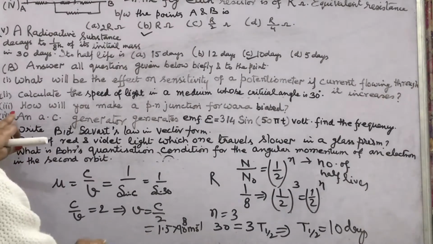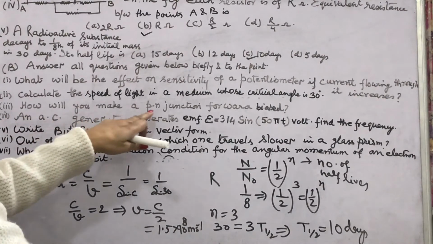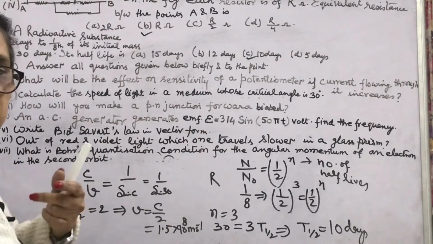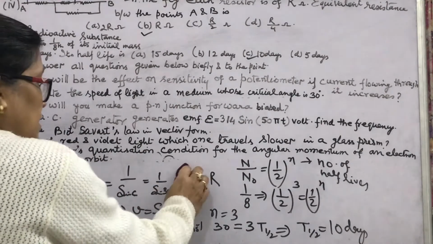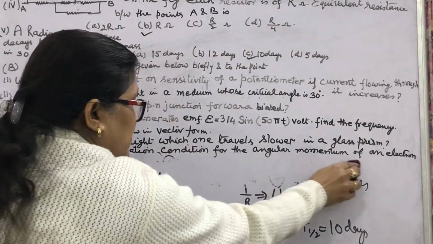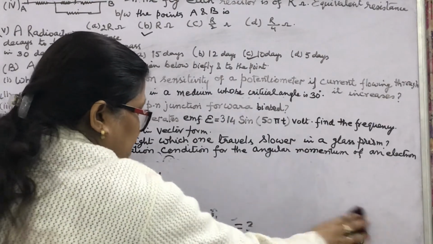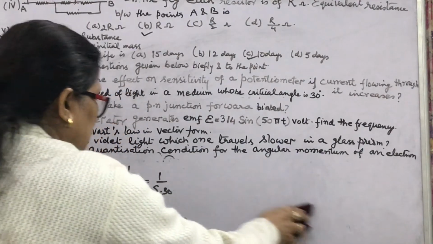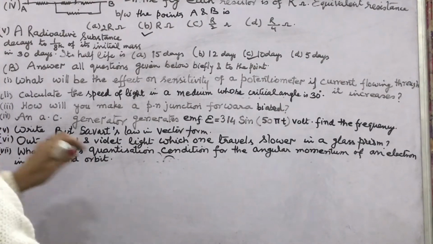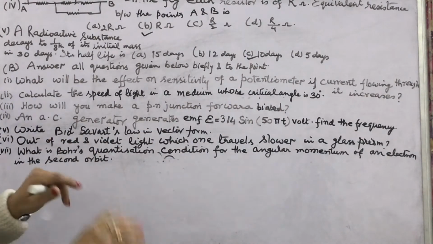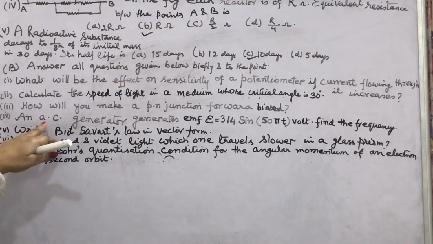Next, how will you make a PN junction forward biased? Simple, P positive and N negative. If you connect the P terminal of the PN junction with the positive terminal of the battery and N to the negative terminal of the battery, then it will become forward biased. Clear?